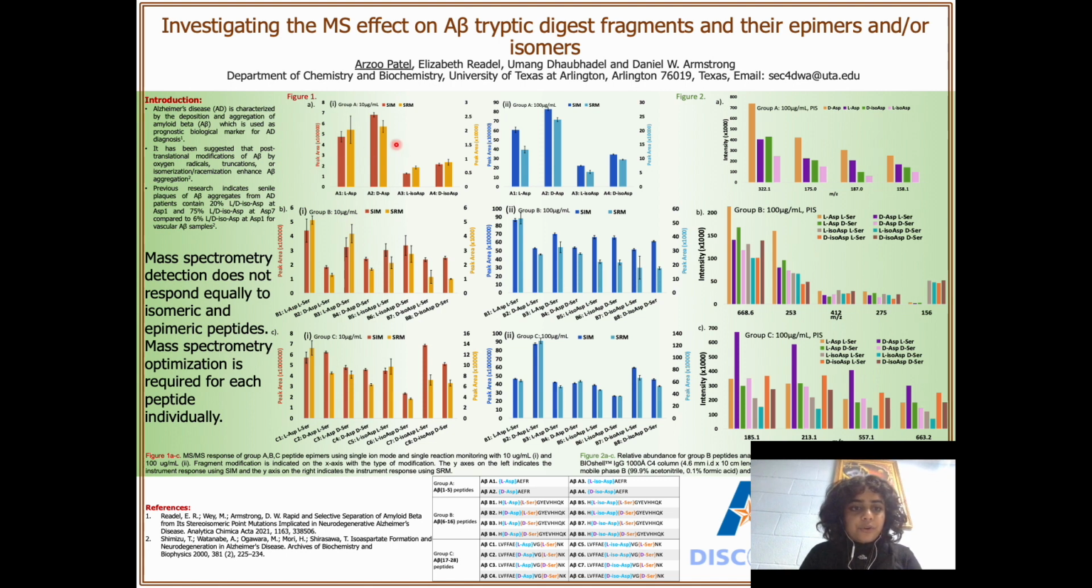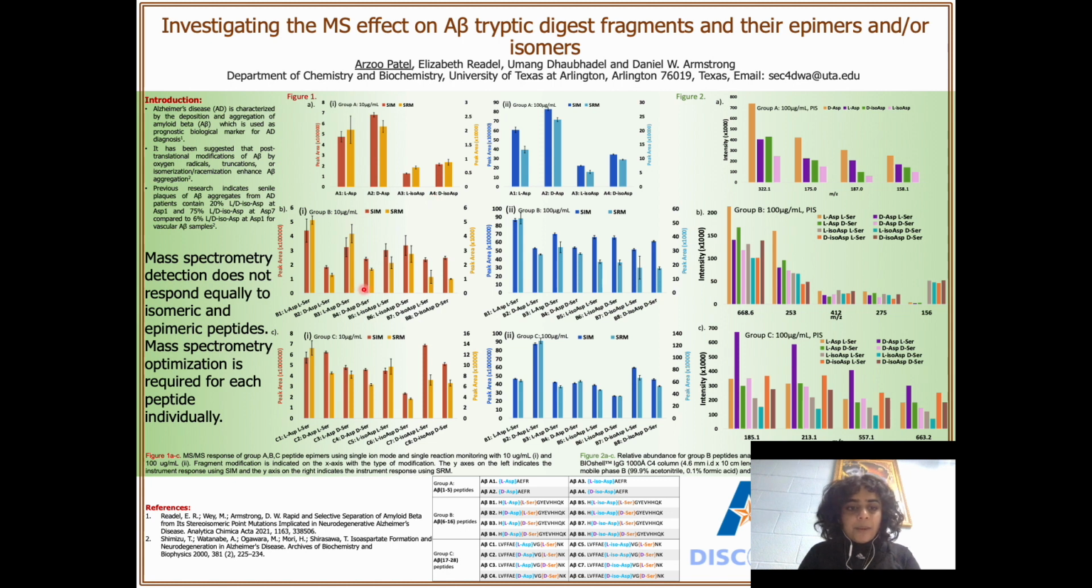So right here for group A, this is at 10 microgram per mL for all groups A through C. And this is the data for SIM and SRM at 100 microgram per mL for groups A through C. So for group A, we can see that the D-aspartic acid residue modifications had the highest instrument response in SIM and SRM for both the 10 and 100 microgram per mL. This suggests that the D-aspartic acid residue is more ionizable compared to the all-L peptide, L-isopeptide, and D-isopeptide.